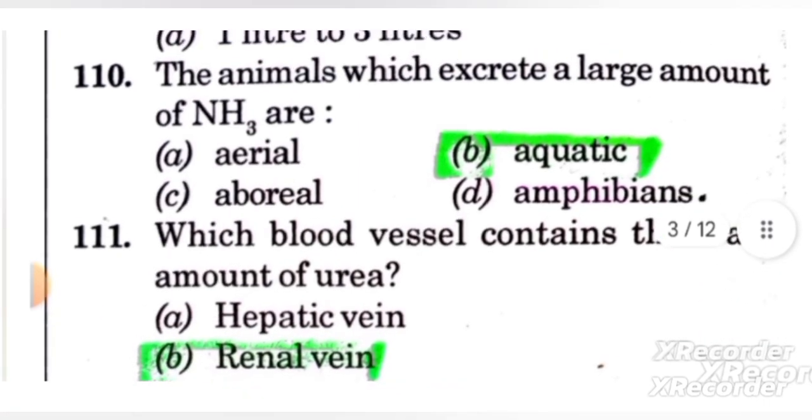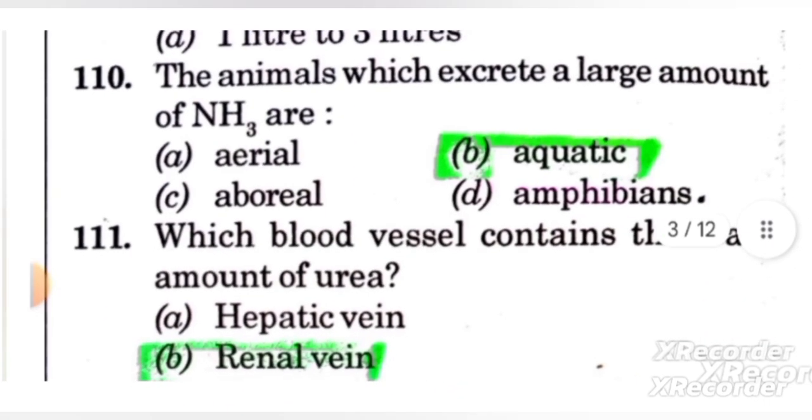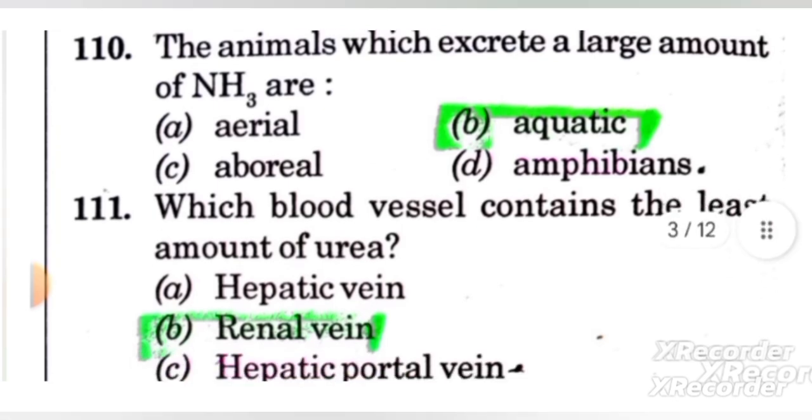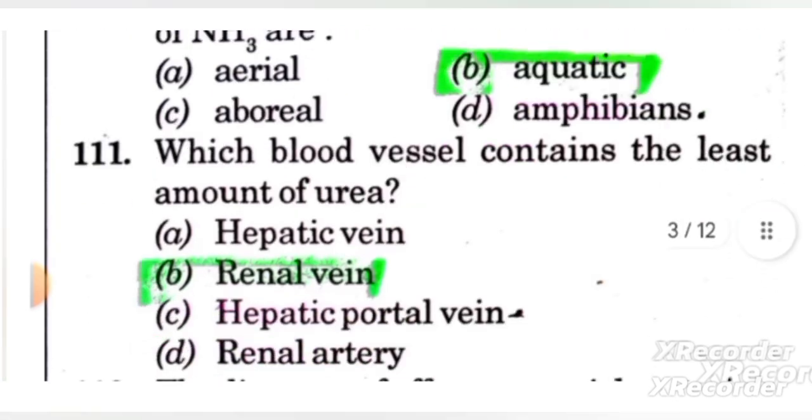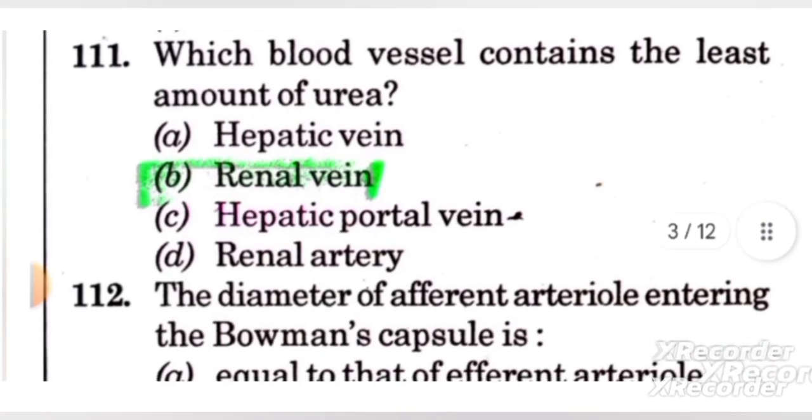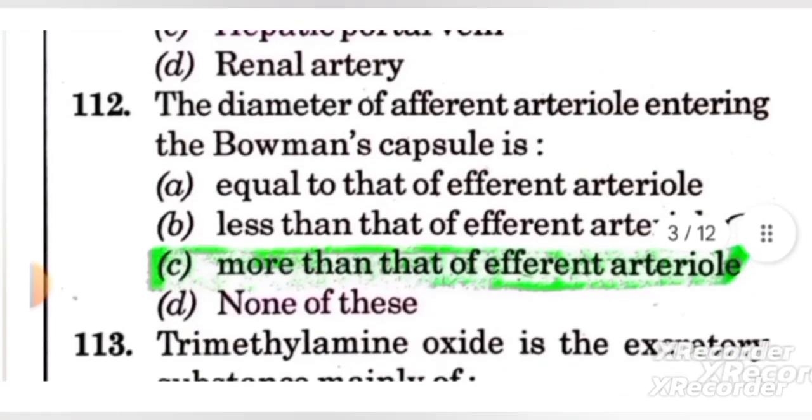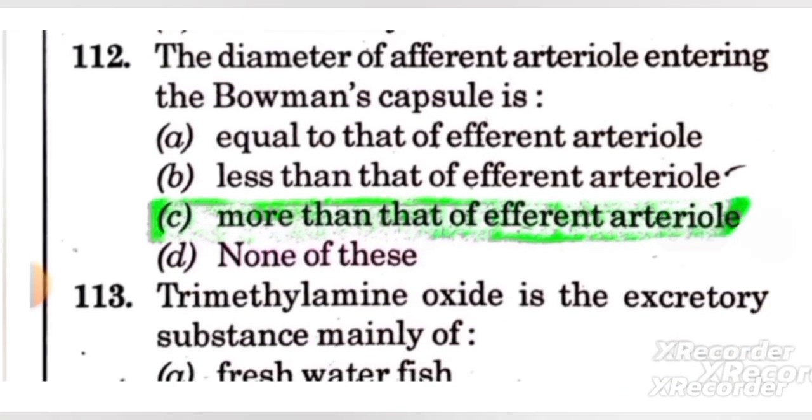Next, 110. Animals which excrete a large amount of NH3 are? Answer B, aquatic. Next, 111. Which blood vessel contains the least amount of urea? Answer B, renal vein. Next, 112. Diameter of afferent arteriole entering the Bowman's capsule is? Answer C, more than that of efferent arteriole.